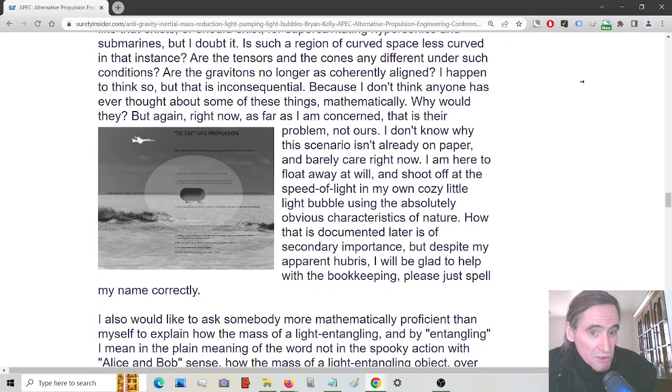I happen to think so, but that is inconsequential, because I don't think anyone has ever thought about some of these things mathematically. Why would they? But again, right now, as far as I'm concerned, that is their problem, not ours. I don't know why this scenario isn't already on paper and barely care right now.